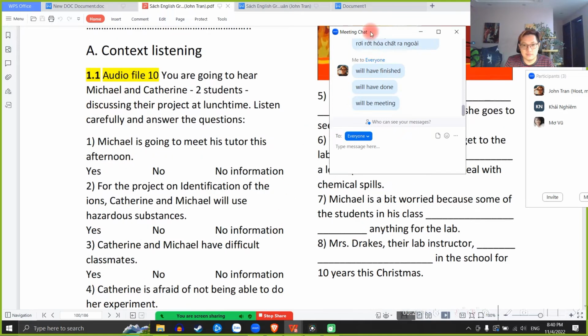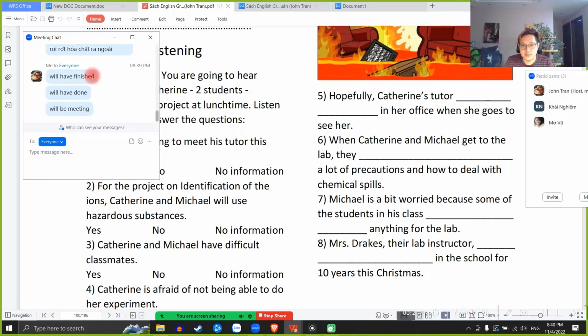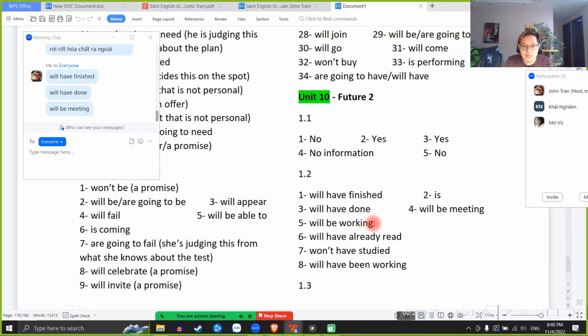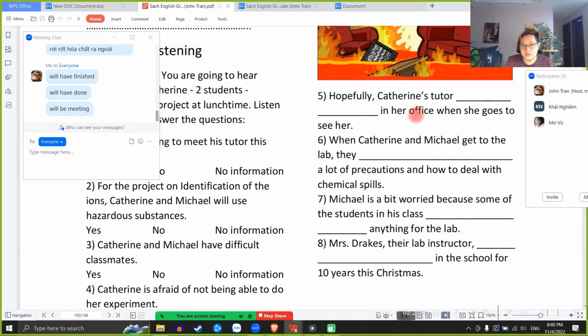So number 5, hopefully Catherine's tutor will be working in her office when she goes to see her. Hy vọng là cái người thầy hướng dẫn của Catherine sẽ đang làm việc ở trong cái văn phòng của cổ khi mà Catherine đến gặp bà này. Sẽ đang làm việc. This is future continuous, you know. Tương lai tiếp diễn nè.